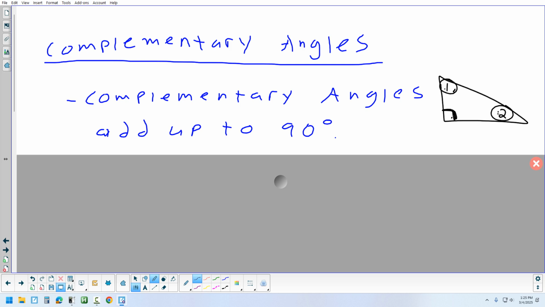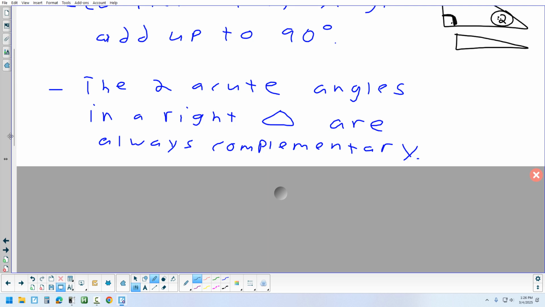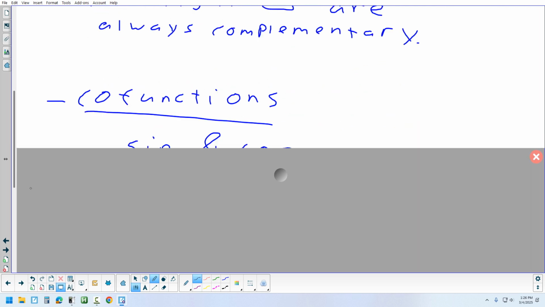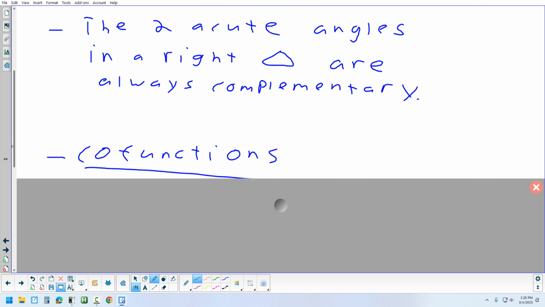So what do we know about these two? They're complementary. We don't know if they're 30 and 60. It depends on how the triangle is drawn. Could be like 20 and 70. But they do have to add up to 90, which means they're complementary angles. So the two acute angles in a right triangle, the two small angles, are always complementary. Keep that in mind.